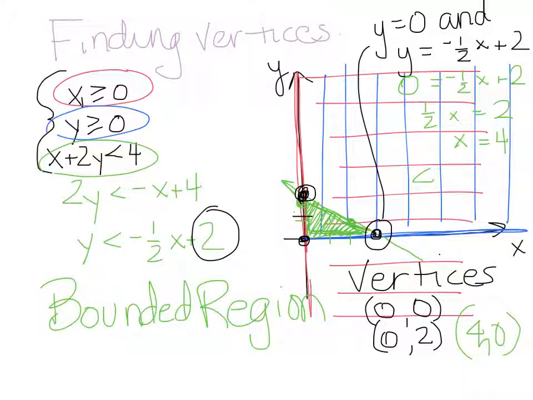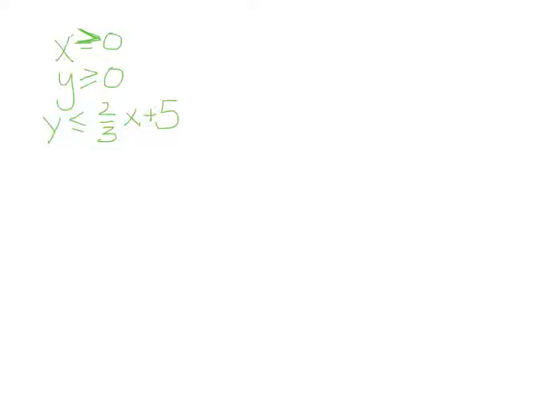Okay? So let me give you another one of these to try. Okay, so here's your new problem. That is y equals negative 2/3 x plus 5. Graph it, do your shading, find the vertices for this system.